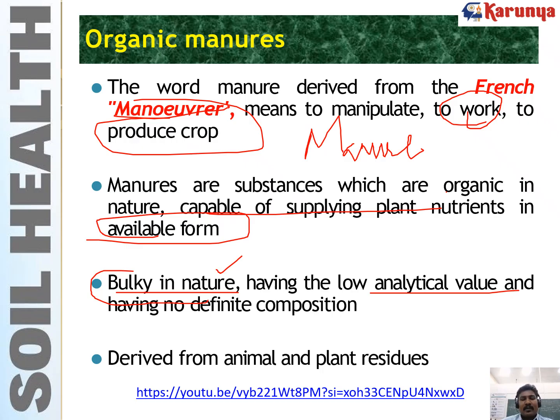Huge amounts of farmyard manure are produced, but they have low analytical value and no definite composition, because the nutrient content will vary depending on the sources. Sometimes we depend on animal waste, sometimes on plant waste, and the nutrient content varies accordingly. So they always have low analytical value, meaning a small amount of nutrient content. As I told earlier, this is mainly derived from dead plant and animal waste. Organic manure improves the soil structure in different ways.